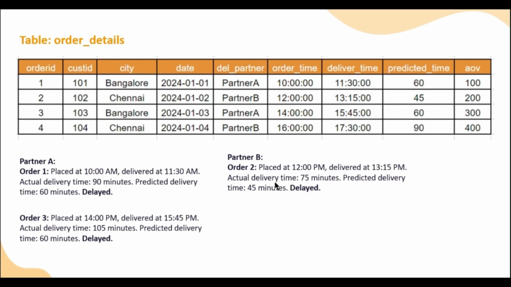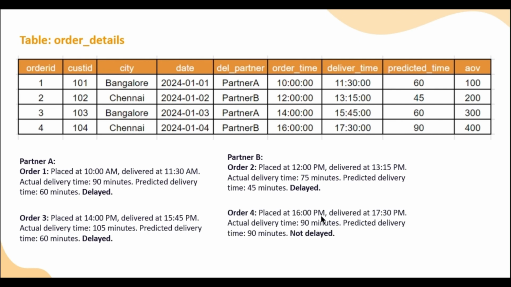Now if we see the last order with order ID 4, it got placed at 4 p.m. and got delivered at 5:30 p.m. So we can say that the actual delivery time is 90 minutes and also the predicted delivery time is also 90 minutes. That means that this order got delivered on time and it is not delayed.